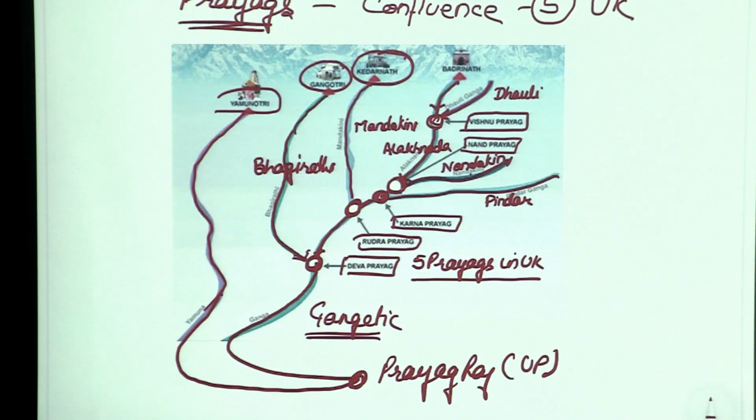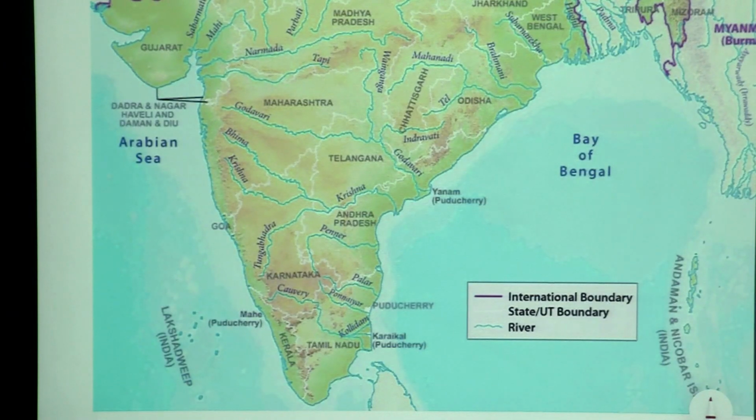So 5 Prayags: Dhauli Ganga with Alaknanda, Vishnu Prayag; Nandakini with Alaknanda, Nand Prayag; Karna Prayag is the confluence of Pindar with Alaknanda; Rudra Prayag is Mandakini with Alaknanda; and Dev Prayag, from where we mark the beginning of river Ganga. That is the reason it is called Dev Prayag. Alaknanda and Bhagirathi confluence.